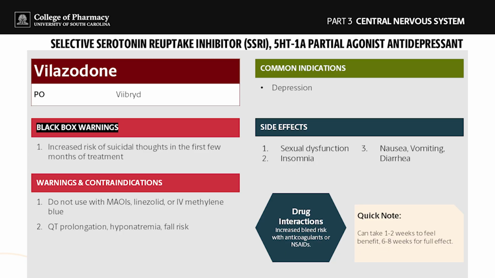We're going to go to something a little bit different. It's an SSRI 5-HT1A partial agonist antidepressant, vilazodone. The brand name is Viibryd, and notice that's Viibryd with 2 I's, not 1 I. That is not a typo. Vilazodone, brand name Viibryd, and it's indicated for depression. The side effects would be sexual dysfunction, insomnia, nausea, vomiting, and diarrhea. This can take a couple of weeks to feel the benefit and 6 to 8 weeks for the full effect. This also has the same black box warning as other SSRIs, increased risk of suicidal thoughts in the first few months. So make note of this. It also has a bleed risk with anticoagulants or other drugs such as NSAIDs.